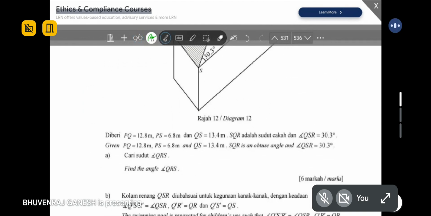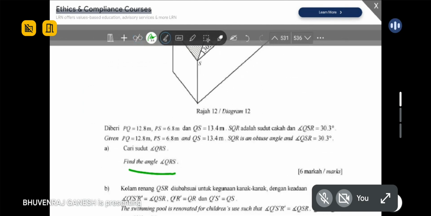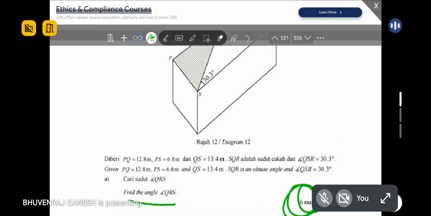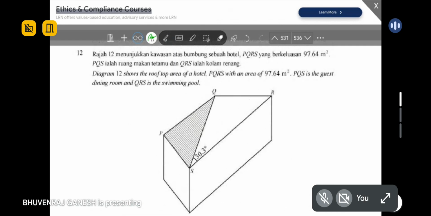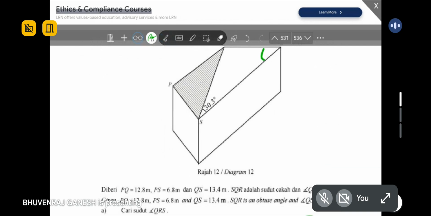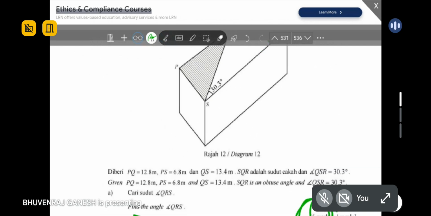The question is, find the angle QRS. Wow, 6 marks. Guys, 6 marks, don't play. How are you going to do this? To find QRS, you need to find this angle over here. Tell me, guys, how to do this. It's a very long question.